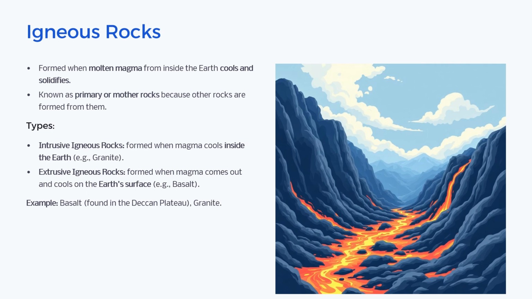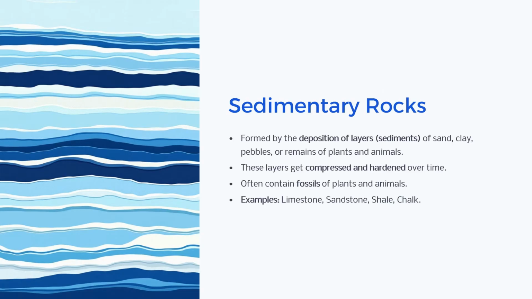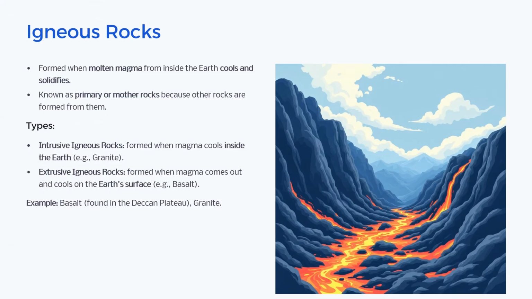And the next one is extrusive igneous rocks, formed when magma comes out and cools on the earth's surface. For example, basalt. Basalt is mainly found in the Deccan Plateau in Maharashtra, and granite is also found. We can see these extrusive or intrusive igneous rocks. This granite is used in kitchen slabs, floors and monuments.